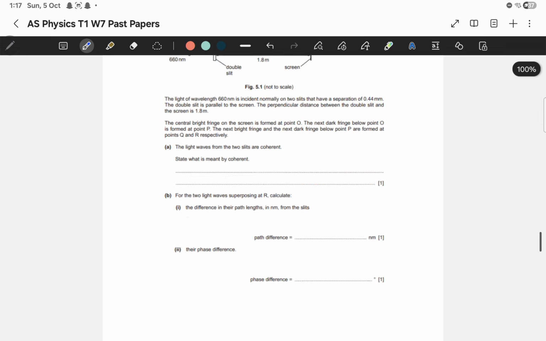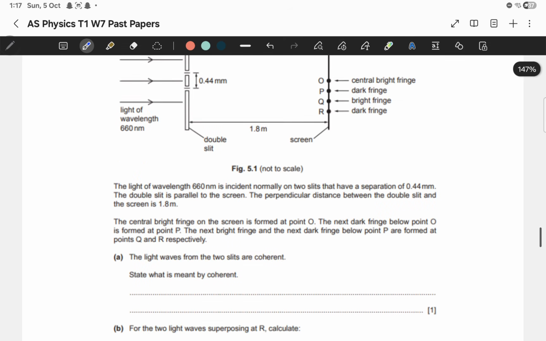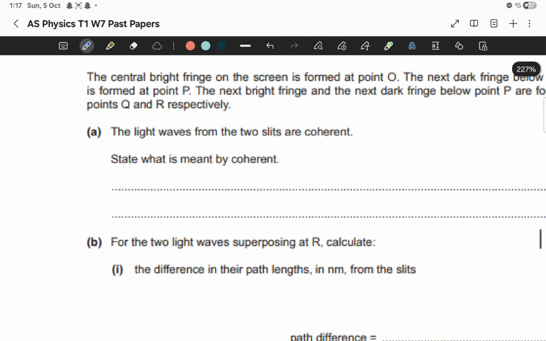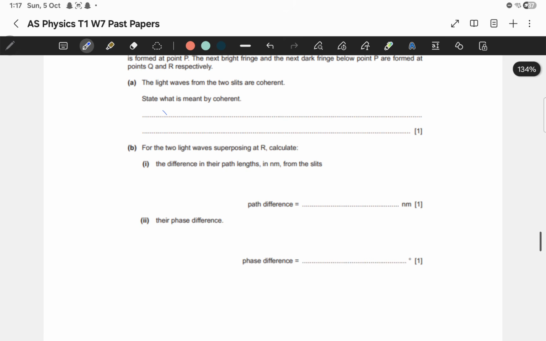Okay, another question. This is just all, yeah, I'll read it later. State what's meant by coherent. I've said it three times now. I'm not going to repeat it, you can look back.